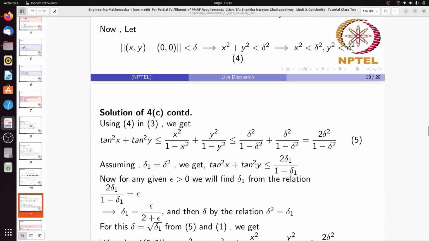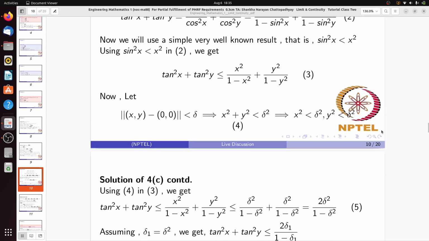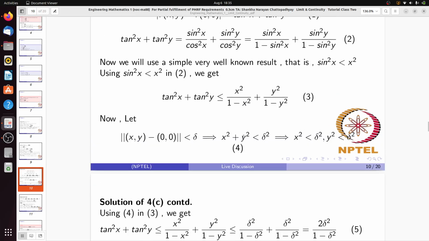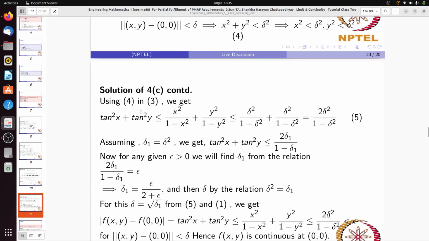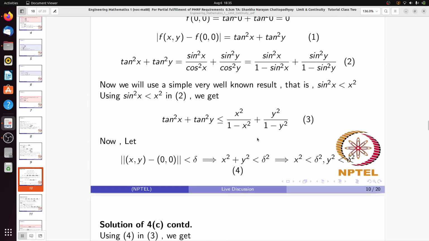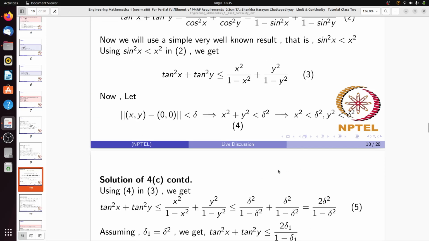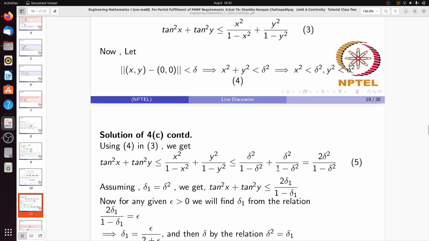So solution 3 continued: using this fourth relation in the above third relation, using 4 in 3, we get that tan square x plus tan square y is less than or equal to x square by 1 minus x square plus y square by 1 minus y square. So we put delta square instead of x square. What will we get? We will get delta square by 1 minus delta square plus delta square by 1 minus delta square.